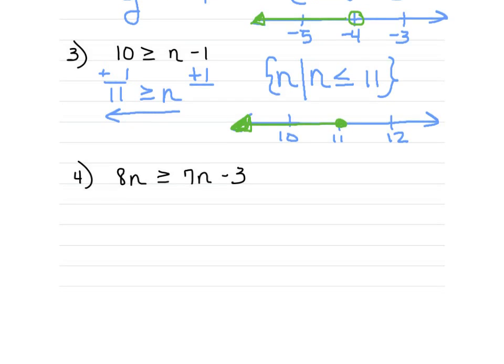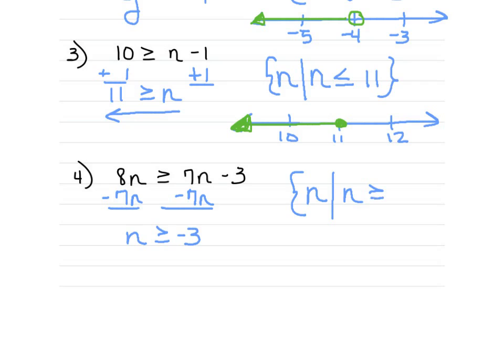Okay. Number 4. 8n greater than or equal to 7n minus 3. Because we have two n's on opposite sides of the inequality, we'll have to remove one n term. 8n minus 7n equals 1n, or just n is greater than or equal to negative 3. Again, set notation for all of these. All numbers for n where n is greater than or equal to negative 3. Right? And we'd graph it. This is negative 2, negative 3, negative 4.